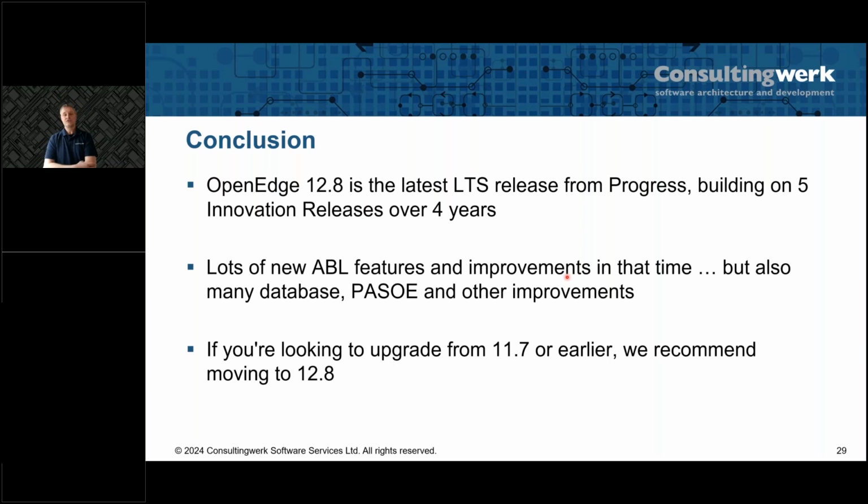So 12.8 is the latest LTS. Again, five releases, 4 extra updates over 4 years. There's a ton of ABL in there, like I touched on some. One of the other huge things in 12.6 and 12.8, I believe, is the ability to use .NET Core, so the .NET Bridge is improved to be able to use .NET Core. It's not only on Windows, but also on Linux. I didn't talk about that at all. There'll be another presentation on .NET Core in OpenEdge coming. Lots of ABL, lots of PASOE improvements, lots of database improvements, a whole bunch of other stuff over those 4 years.